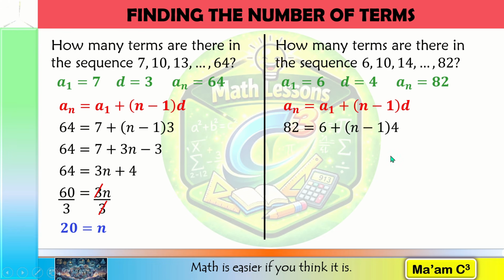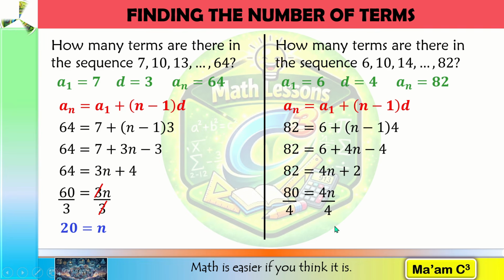Let us substitute those values. Just like what we did in the first example, we have to distribute 4. So 4 times n is 4n. 4 times negative 1 is negative 4. 6 minus 4 is equal to 2. Combined like terms, moving this on this side will become negative. 82 minus 2 is 80. To solve for n, we're going to divide both sides by 4. This will be cancelled out, leaving you n, and 80 divided by 4 is also 20. So there are also 20 terms in this sequence, starting from 6 and ending at 82.